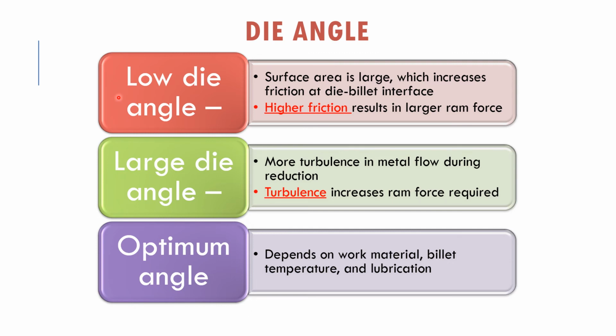So here, the lowest die angle or the highest die angle doesn't give a good result. The most important thing is to find the optimum range of angle, so that the product can flow smoothly coming out from the die opening. This depends on the work material, the billet temperature, and also the lubrication of the process.